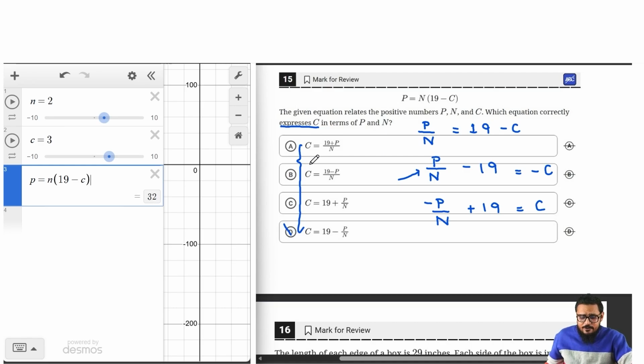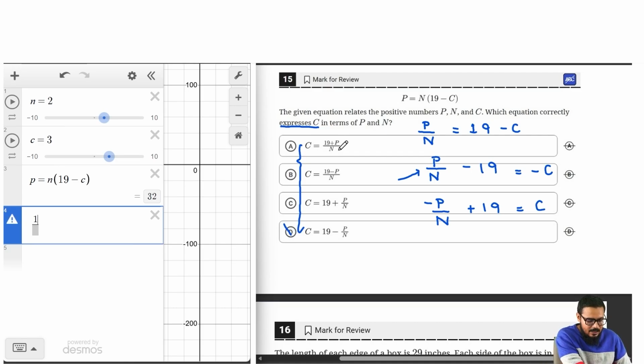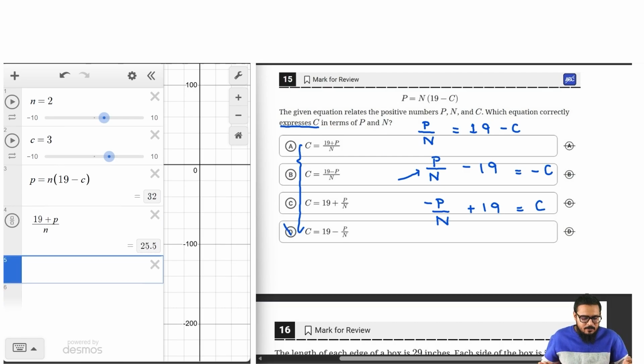Now, since I'm looking to find out the value of c, I know the value of c, and I'm just looking to explore which one of these 4 answer options gives me the right value of c, which is actually 3. So once I start typing the value of c mentioned in answer option A, that's 19 plus p divided by n. I'm getting this as 25.5, not actually equal to 3, right? Answer option A was claiming that this is equal to c. If it were equal to 3, then this should have come out as 3, and it's coming out as 25.5, so this should be incorrect.